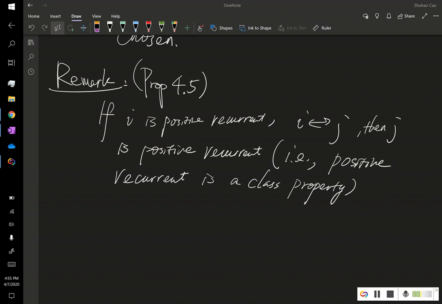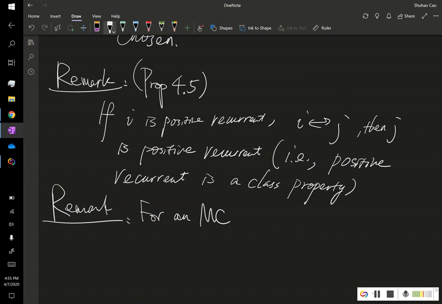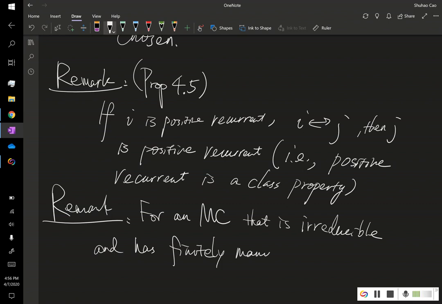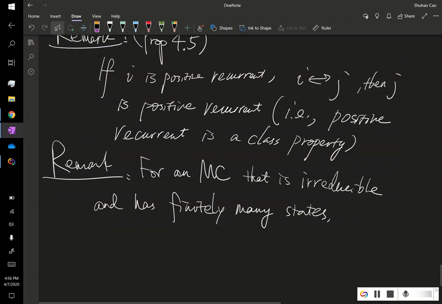Which brings us to the next remark. We've learned that in an irreducible Markov chain with finite states, all the states must be recurrent. And this actually implies that for an MC that is irreducible, which means it has finitely many states, we know that all the states of this Markov chain are recurrent. And now we're going to say that all the states are positive recurrent.